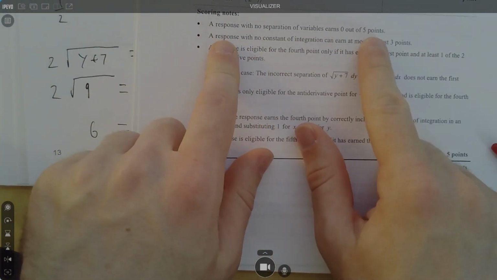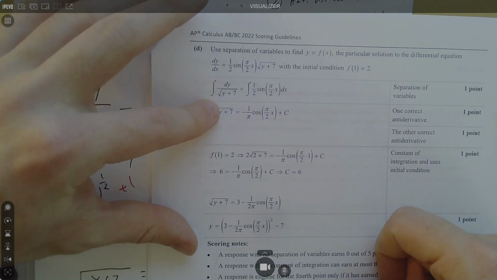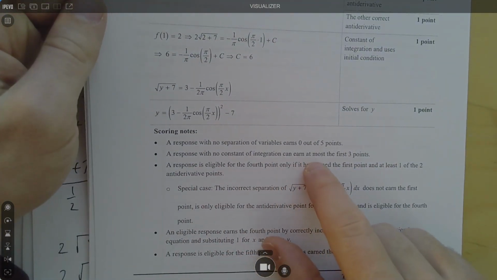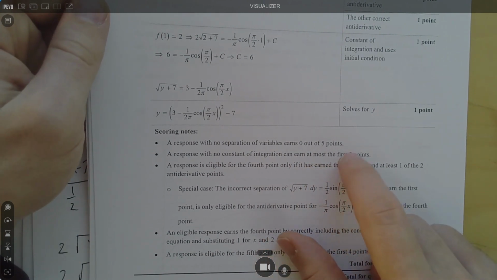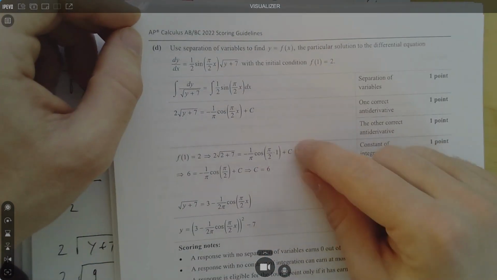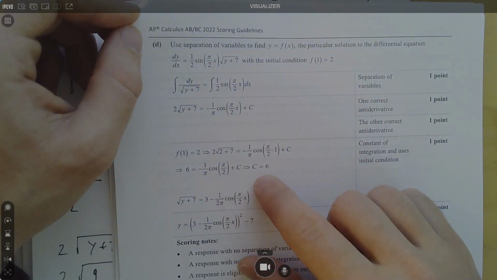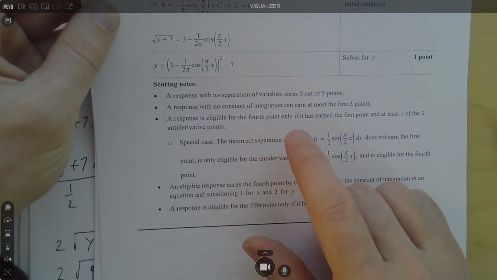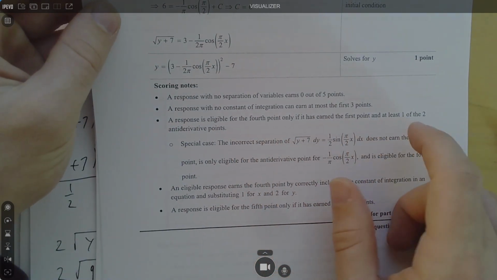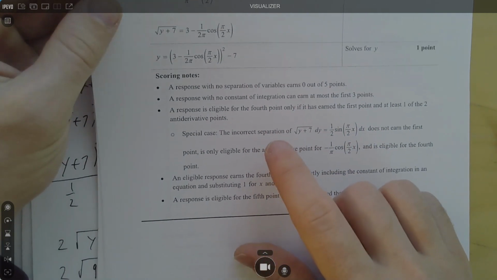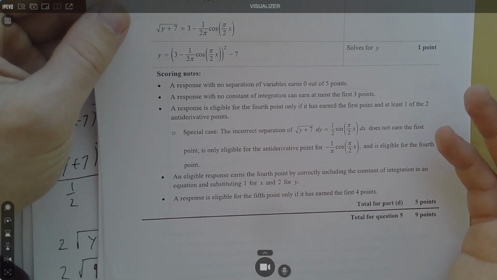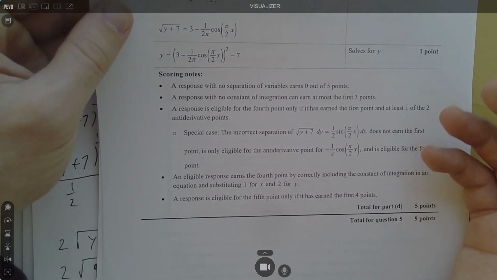Okay, so let's look at the notes here. A response with no separation of variables is 0 out of 5. So if you don't do the first thing right, if you don't do the separation of variables, you don't get any points. A response with no constant of integration can earn at most the first 3 points. So that means you can earn the antiderivatives and the separation, but if you don't add the plus c and solve for it, there are no more points. You can get the 4th point only if it has earned the first point and at least one of the 2 antiderivative points. So what I'm seeing here is that if you got one of the antiderivatives wrong, you can still earn that 4th point.